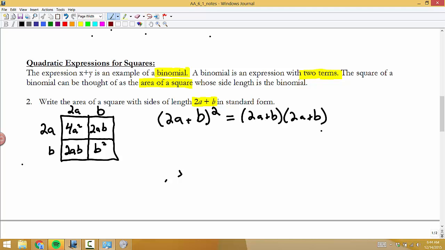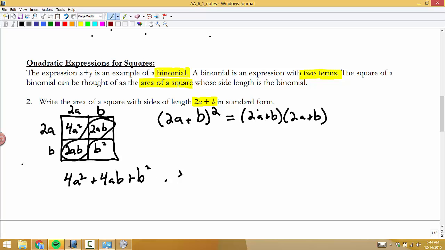And I want to show you that if I multiply this using the FOIL method, I'm going to get the same thing here. Because over here, if I put these together, it's 4a squared. These two right here are common terms, so I can say plus 4ab plus b squared.